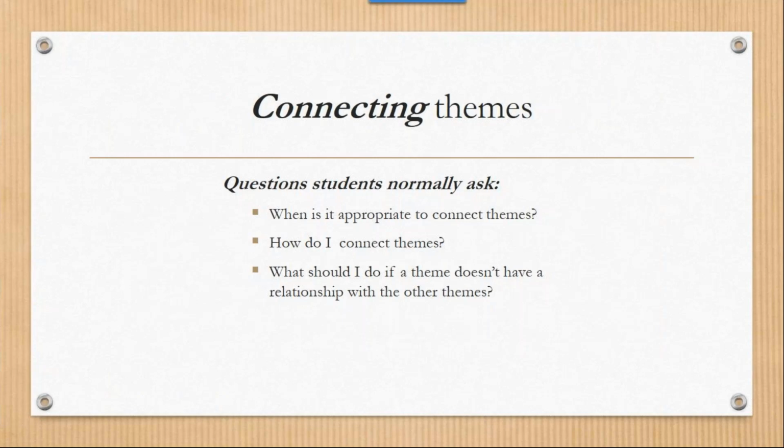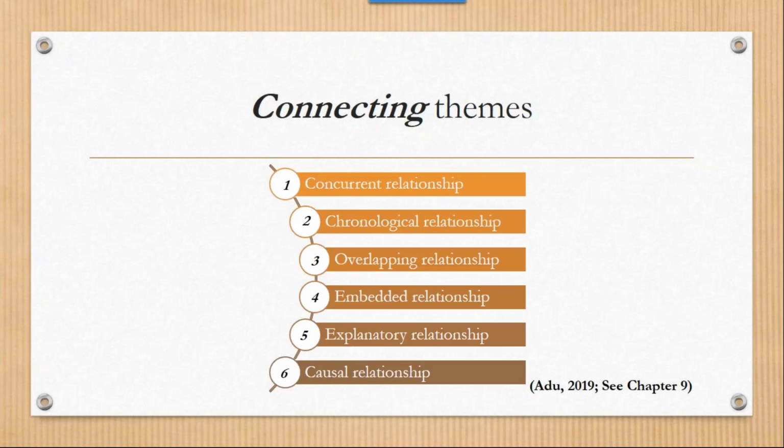The next one is connecting themes, right? So when is it appropriate to connect themes? How do I connect themes? What should I do if a theme doesn't have a relationship with the other themes? And I address all of them in my book. In my book, I came up with six types of relationship in terms of connecting. In connecting, you just want to find out whether there is a relationship between the themes that you have developed.